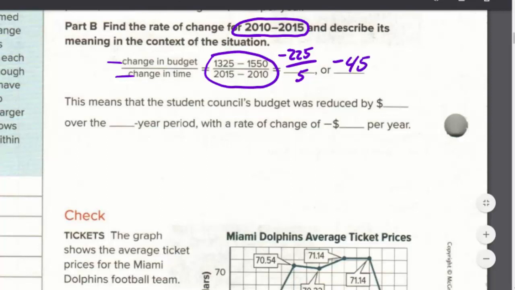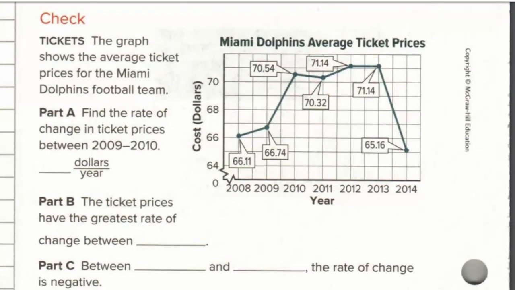So this means that the student council budget was reduced. The reason this is coming out to a negative is because it's reduced. It's reduced by 225. We don't have to put a negative on there because the word reduce is in front of it. Over the 5-year period, with a rate of change of, and then they put a negative right here to tell us which direction the rate changed, and it is 45. So in this context, the negative there means that it went down at $45 per year. Go ahead and pause the video and attempt the check here.